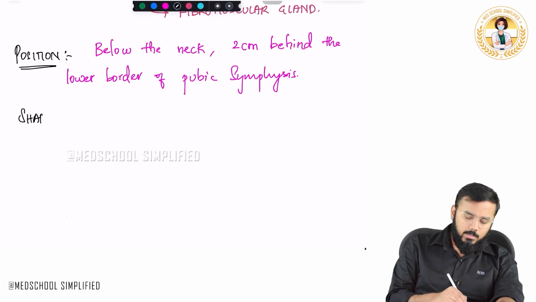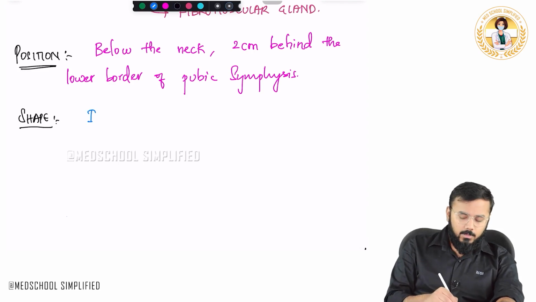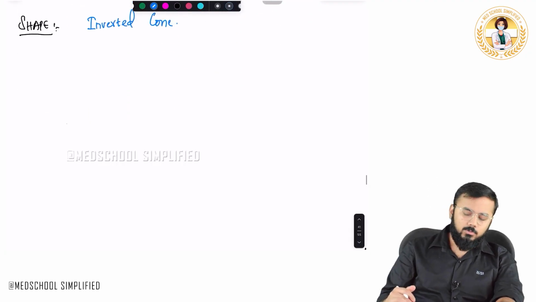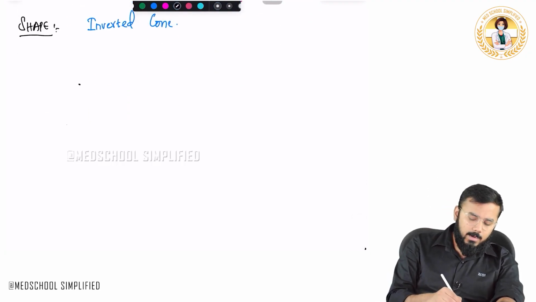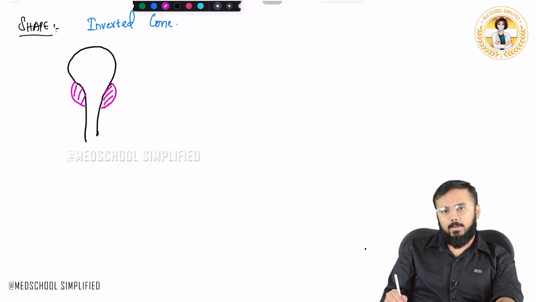Now, what is the shape of this structure? The shape is in the form of an inverted cone. So, it is an inverted cone shaped structure. If you look at the urinary bladder like this, let us say this is your urinary bladder, then here is your prostate gland. This single gland over here is your prostate gland.